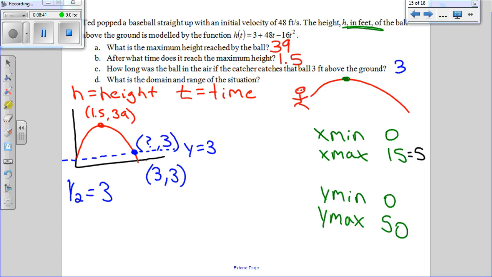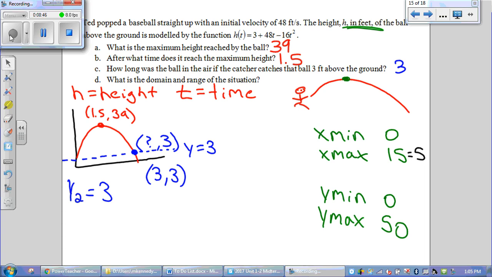Okay. What is the domain and range of this situation? Now, up until this point, we've always just said a domain is x is an element of the real numbers, range is y is less than or greater than. This is going to be a little different this time.